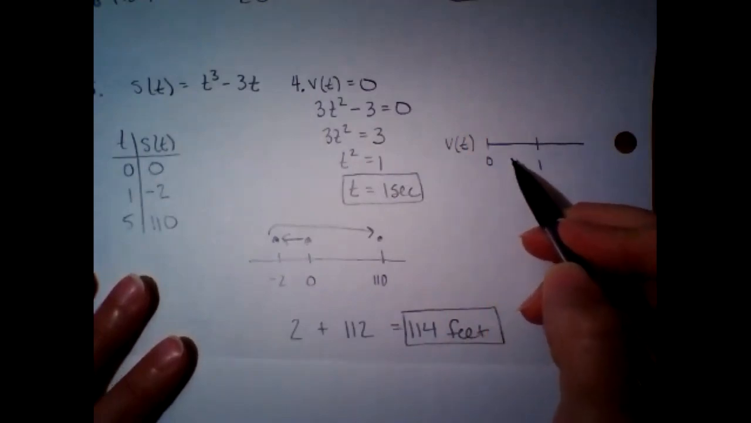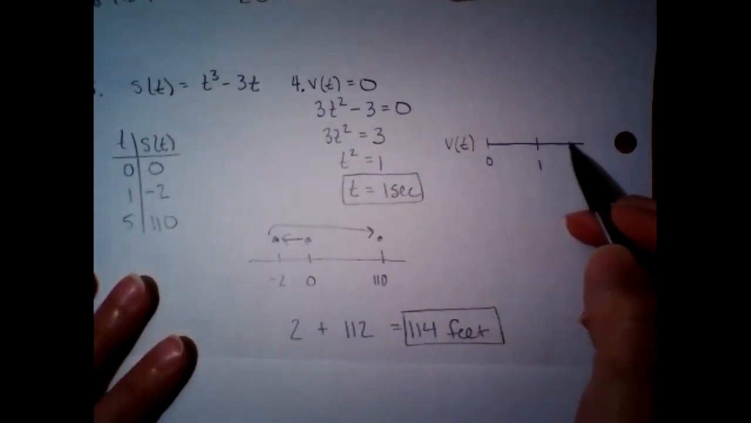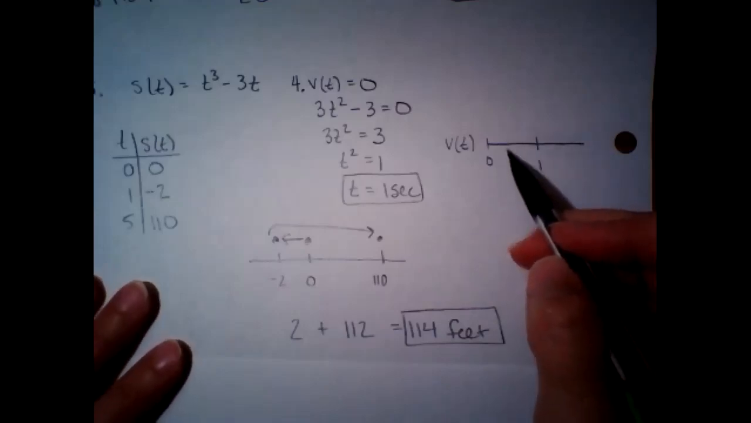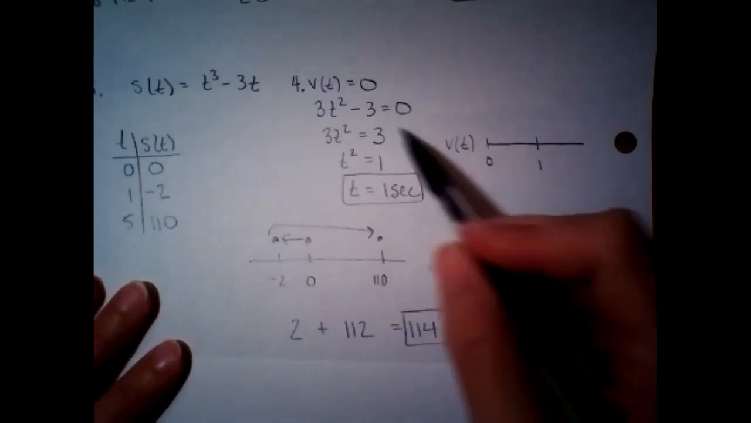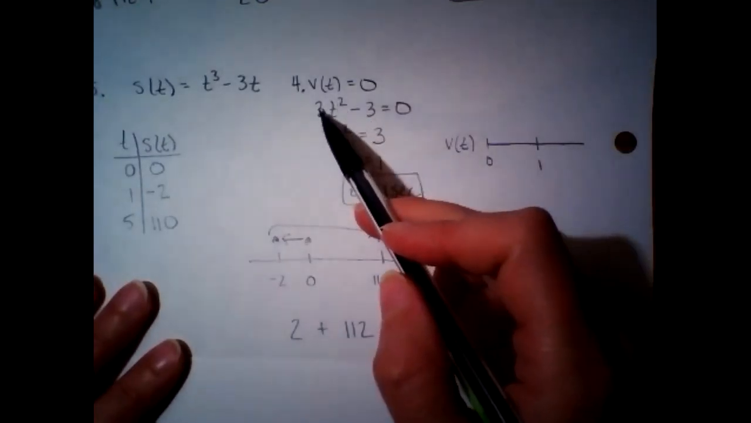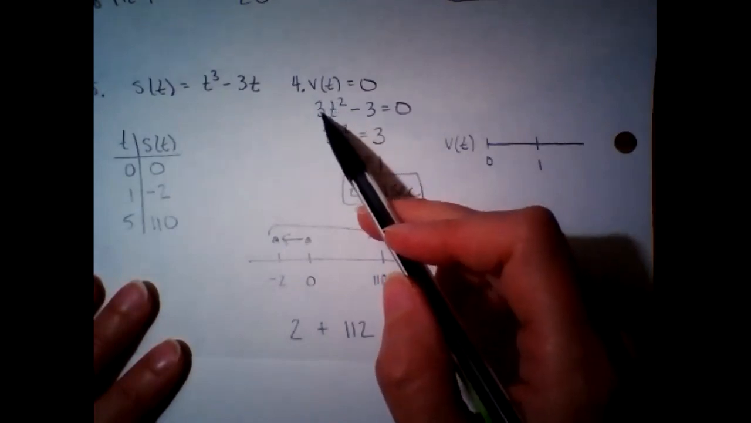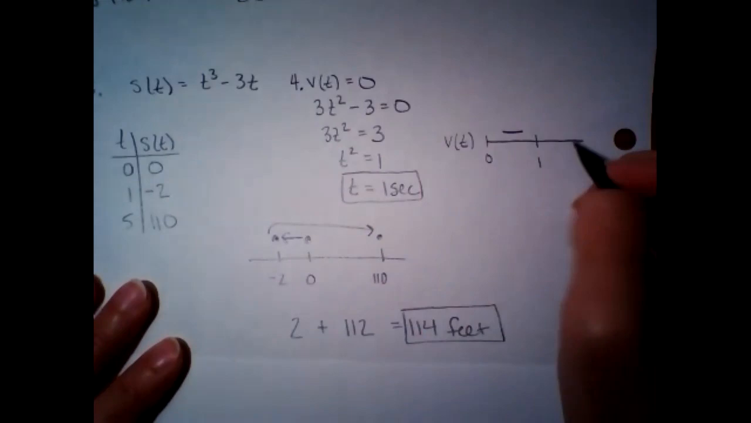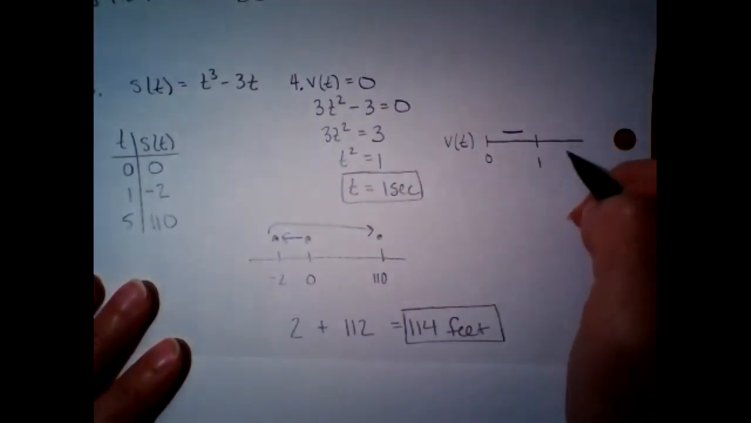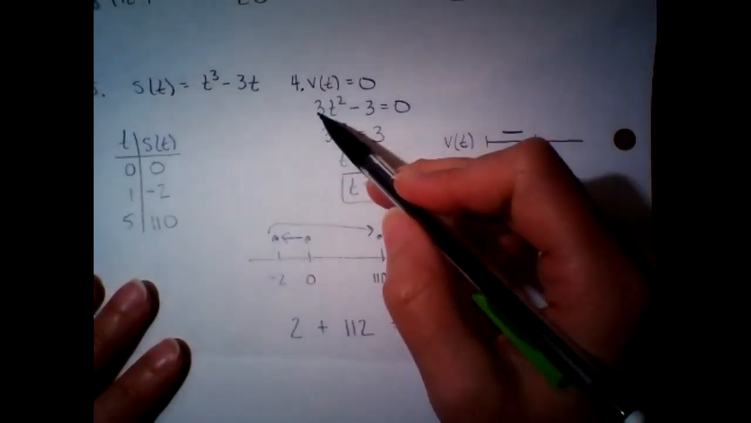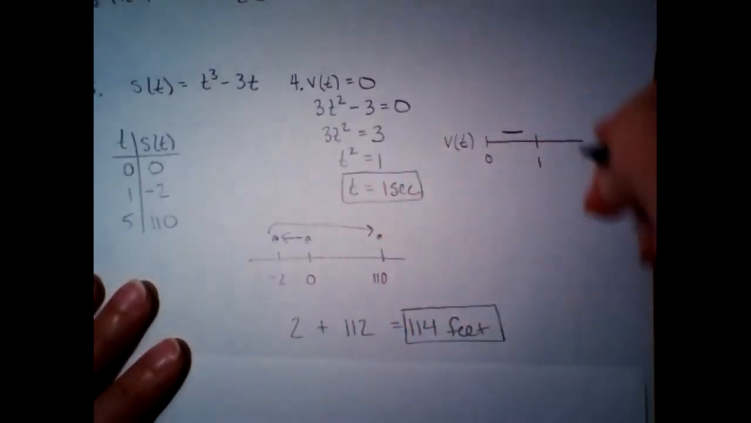And I'm just going to test numbers in these parts of the number line to see whether I get positive or negative. So if we try to plug in a half to this velocity, a half squared would be a fourth, times 3 would be 3/4, minus 3 would give us a negative result. And then if I plug in a bigger number, like 2, 2 squared is 4, times 3 is 12, minus 3 is 9, which is positive.